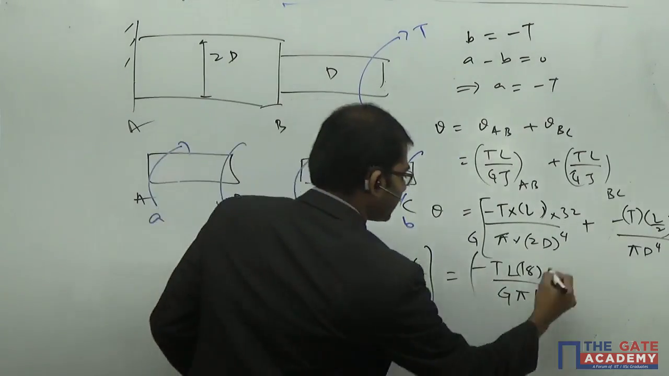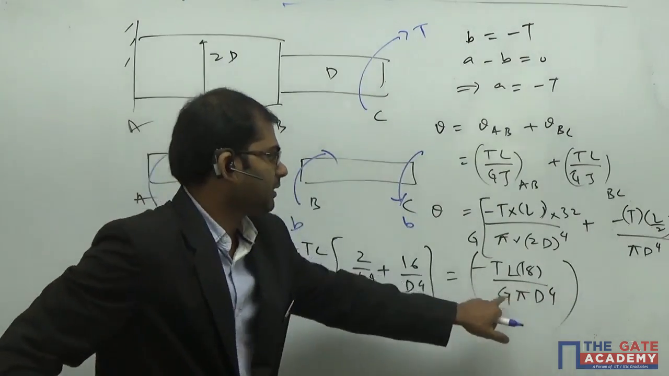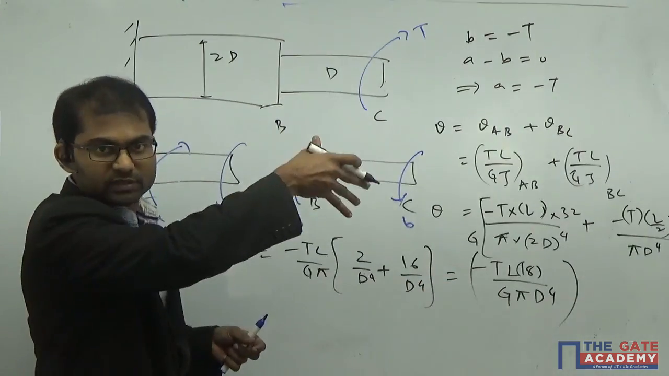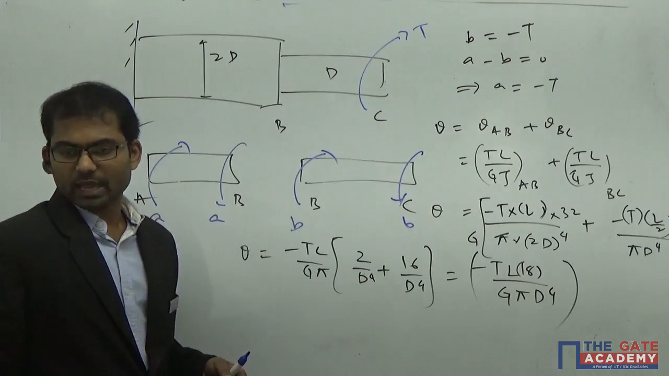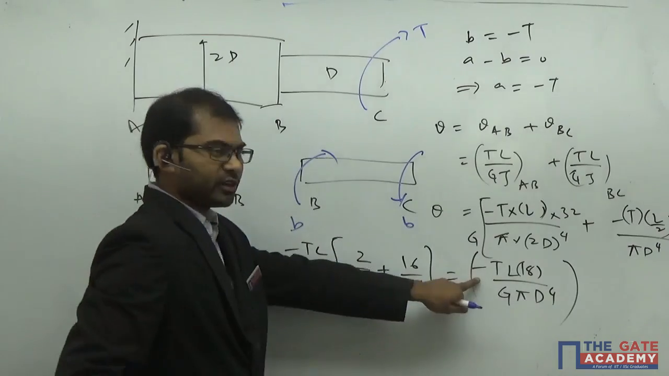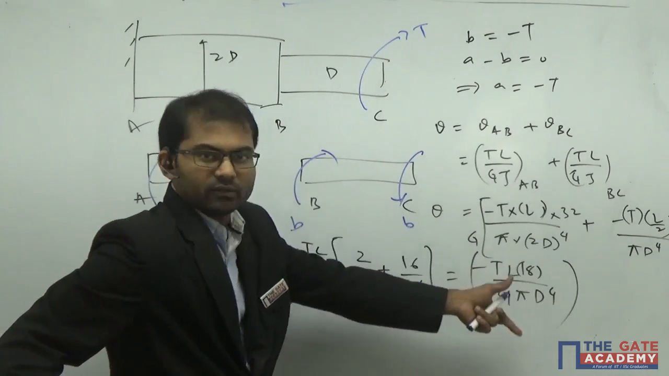So the angle is coming as negative. So minus T into L into 18 by G pi D power of 4. So the angle is coming as negative here, which means clockwise rotation here. Anyhow, they are asking regarding the diameter D value here. So the sign is showing you the direction itself. It has nothing to do with the magnitude here.